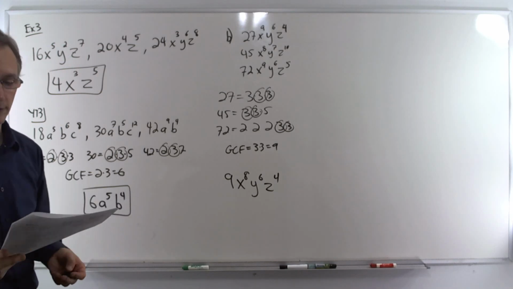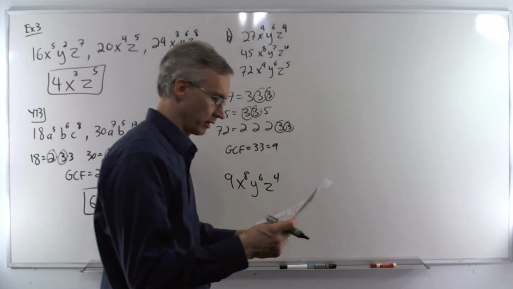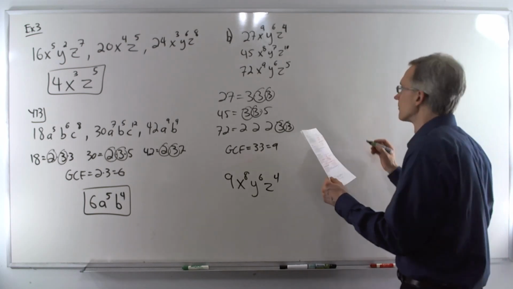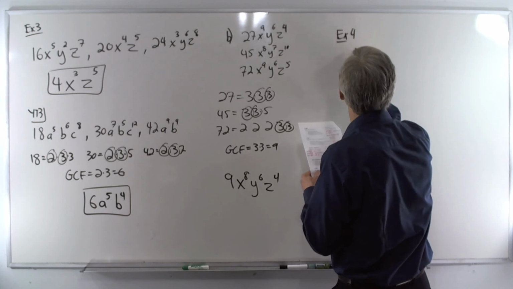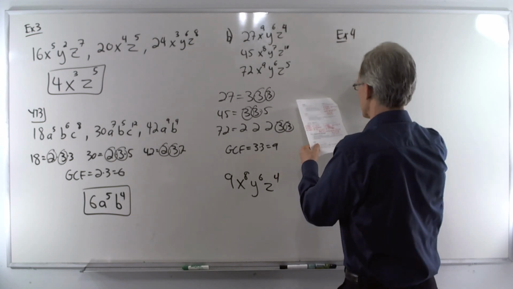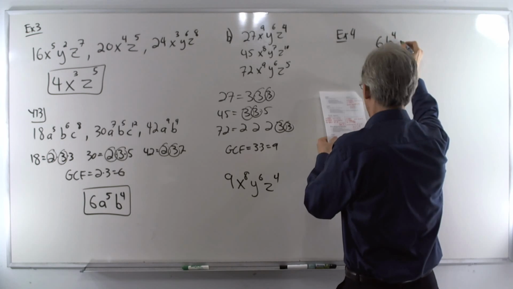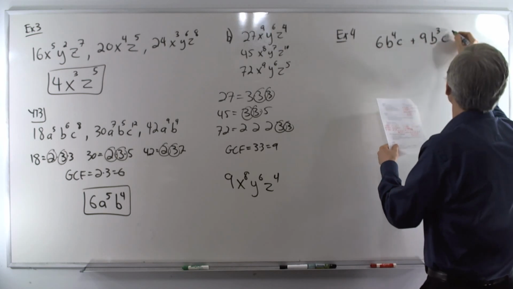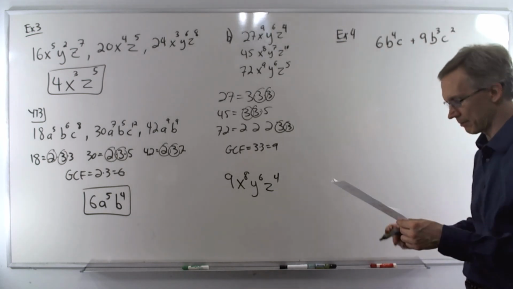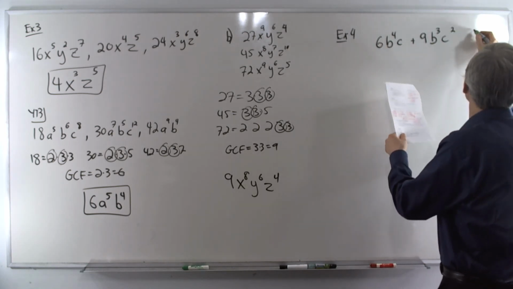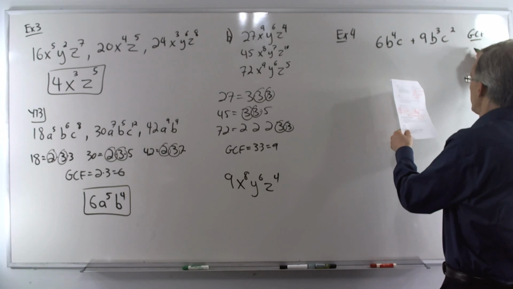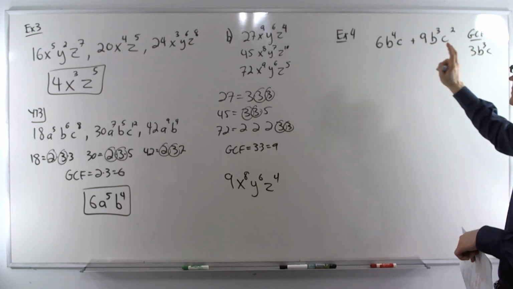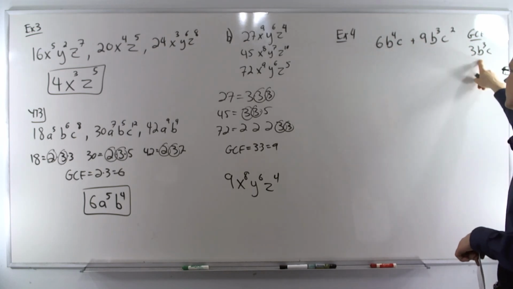All right, now we're going to use this skill to factor a monomial from a polynomial. And notice, first step is to find the GCF of the polynomial. So example 4, we got 6 b to the 4th c plus 9 b to the 3rd c squared. Now we already found in example 2 the GCF, we found that to be 3b to the 3rd c. All right, so next step, we're going to divide each of those terms by the GCF.